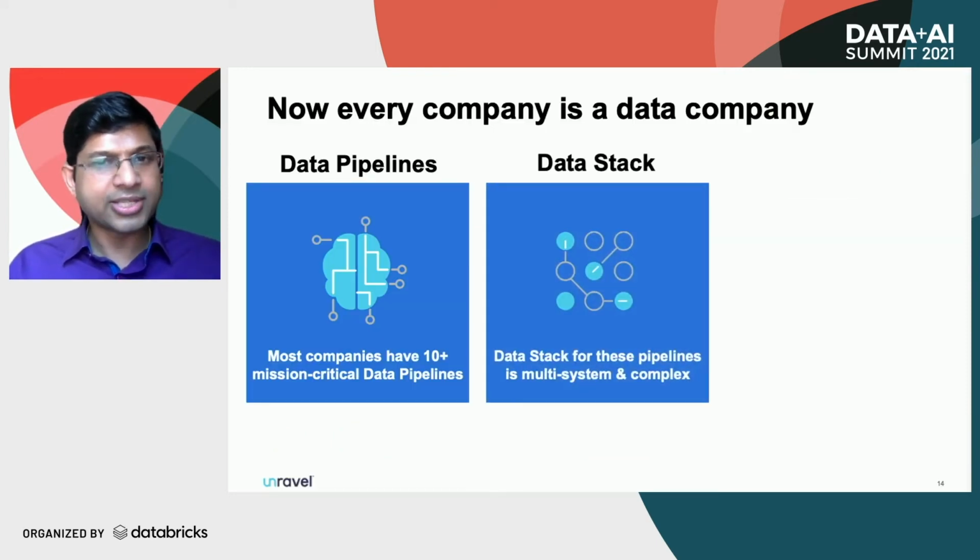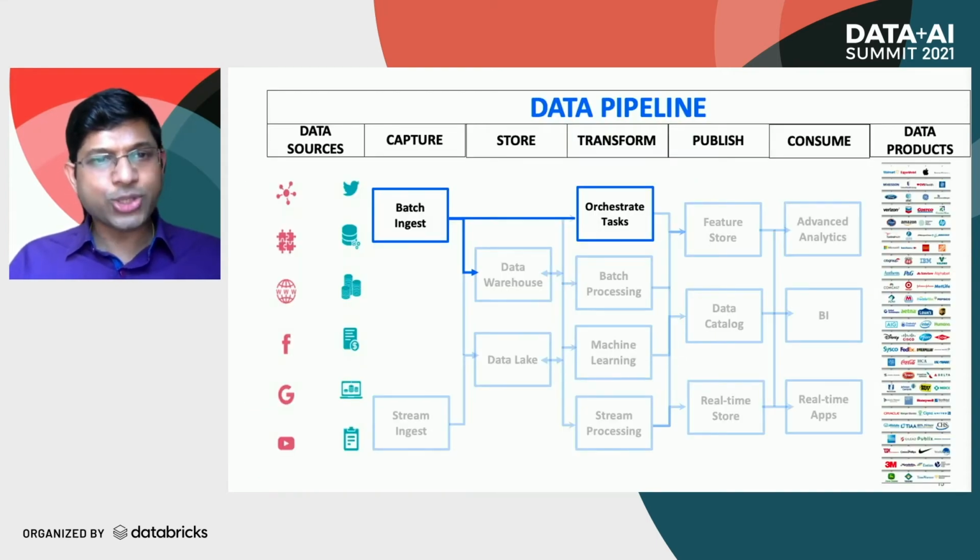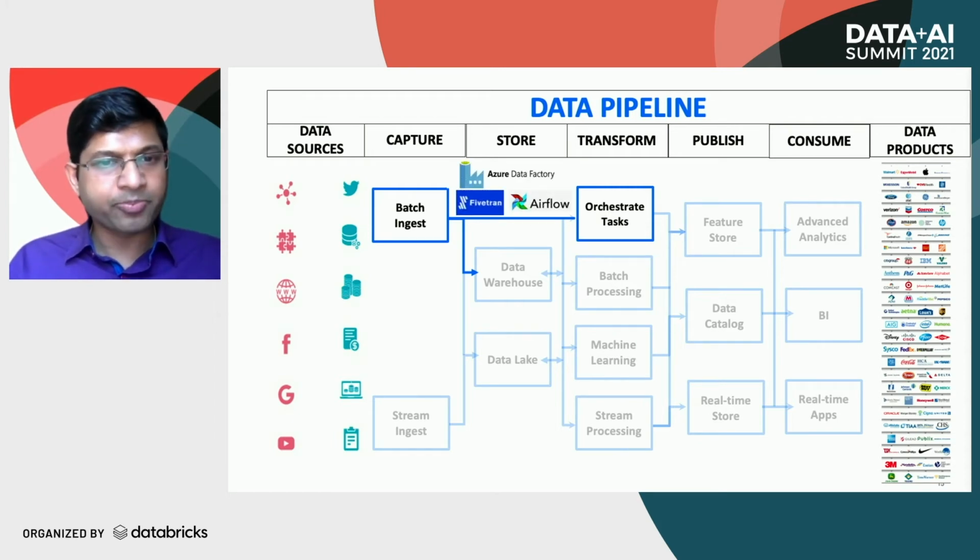Right? And this new data stack is multi-system, given how pipelines have very different needs along the different stages of the pipeline. Even something as simple as orchestrating a few tasks on data turns out to be an interesting and complex problem. We have new systems like Azure Data Factory, Fivetran, Airflow for this part of the pipeline phase.